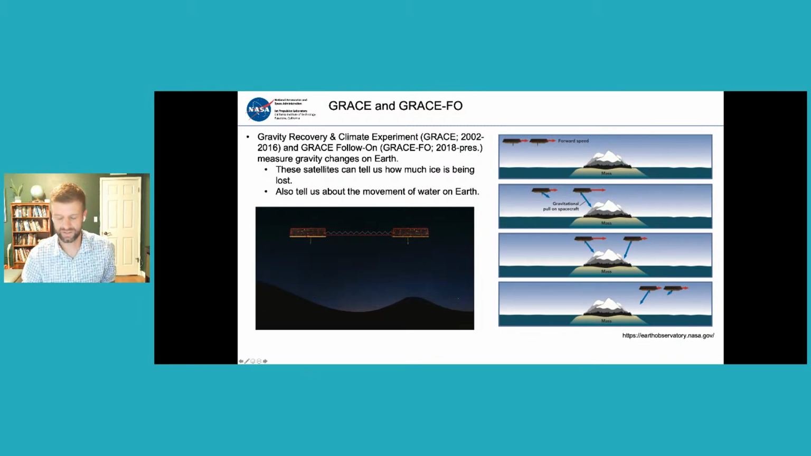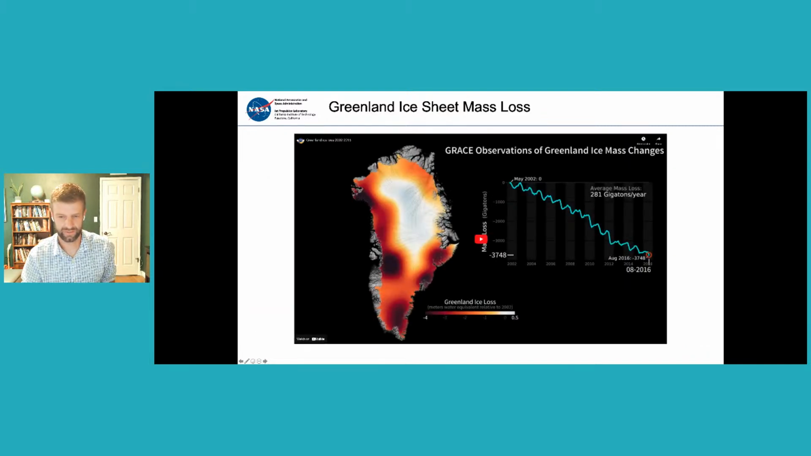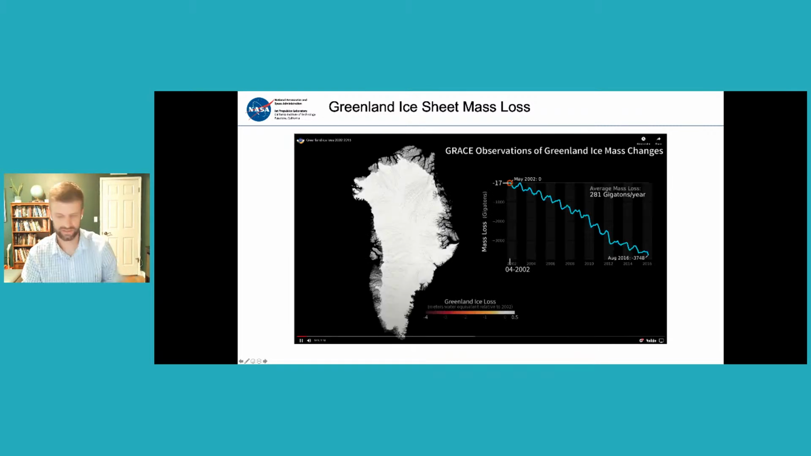All right, so what do these satellites actually show us? The first one here, these are measurements from GRACE, focusing on the Greenland ice sheet. So as this satellite flies over, it's making measurements of the Greenland ice sheet. We can stack these up over time, and we can really understand not just how much ice is being lost from Greenland, but where that ice is actually being lost.